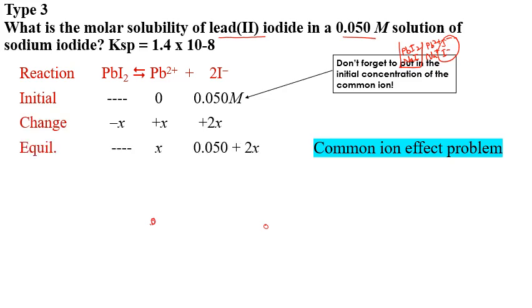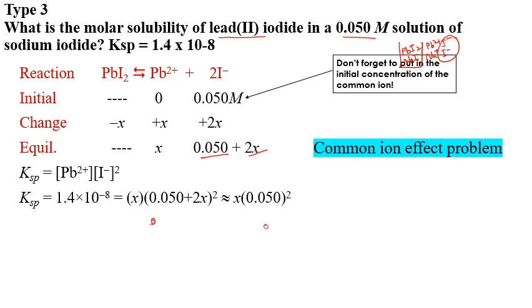At equilibrium, for the I-, we have the initial concentration, which is 0.05, and we have to add that to 2x. Now we will write the Ksp expression and then substitute. Ksp is given, which is 1.4 times 10 to the power negative 8, equals x times, that is from the Pb2+, which is x, and then for the I-, we have to take the whole thing and put it to the power 2 because we have a coefficient of 2 here.